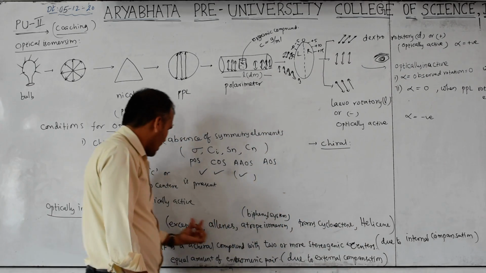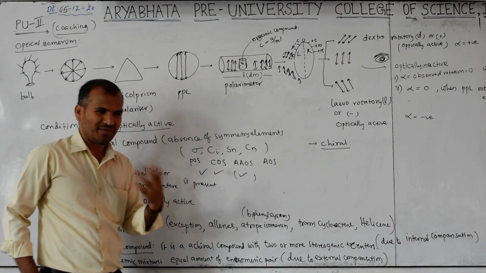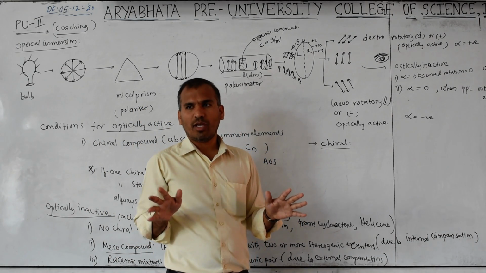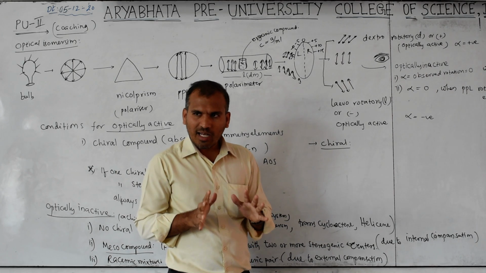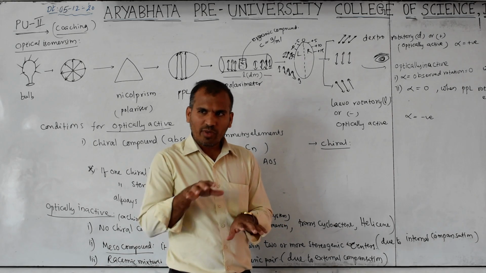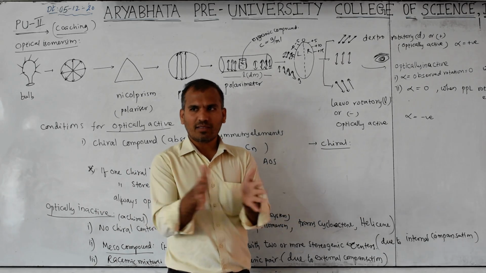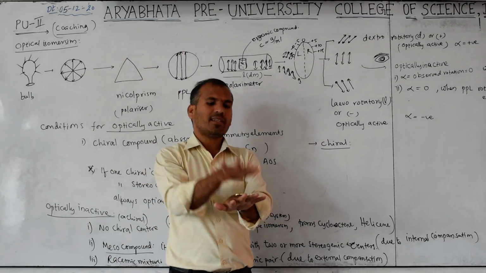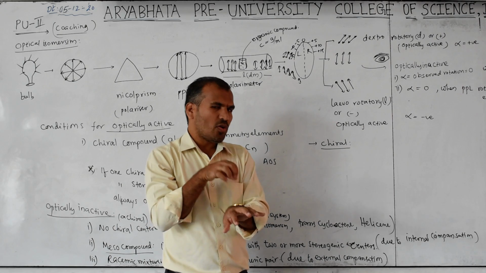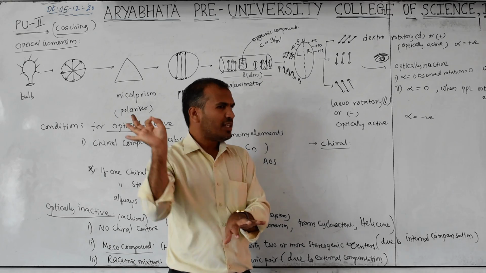Chiral means what? Non-superimposable mirror image. Clear? Achiral means what? Superimposable mirror image. Clear? In a superimposable mirror image, all bonds, all atoms are exactly arranged like this. But don't arrange like this. Always place like this. In such a case, it may be arranged exactly, then it is called superimposable.